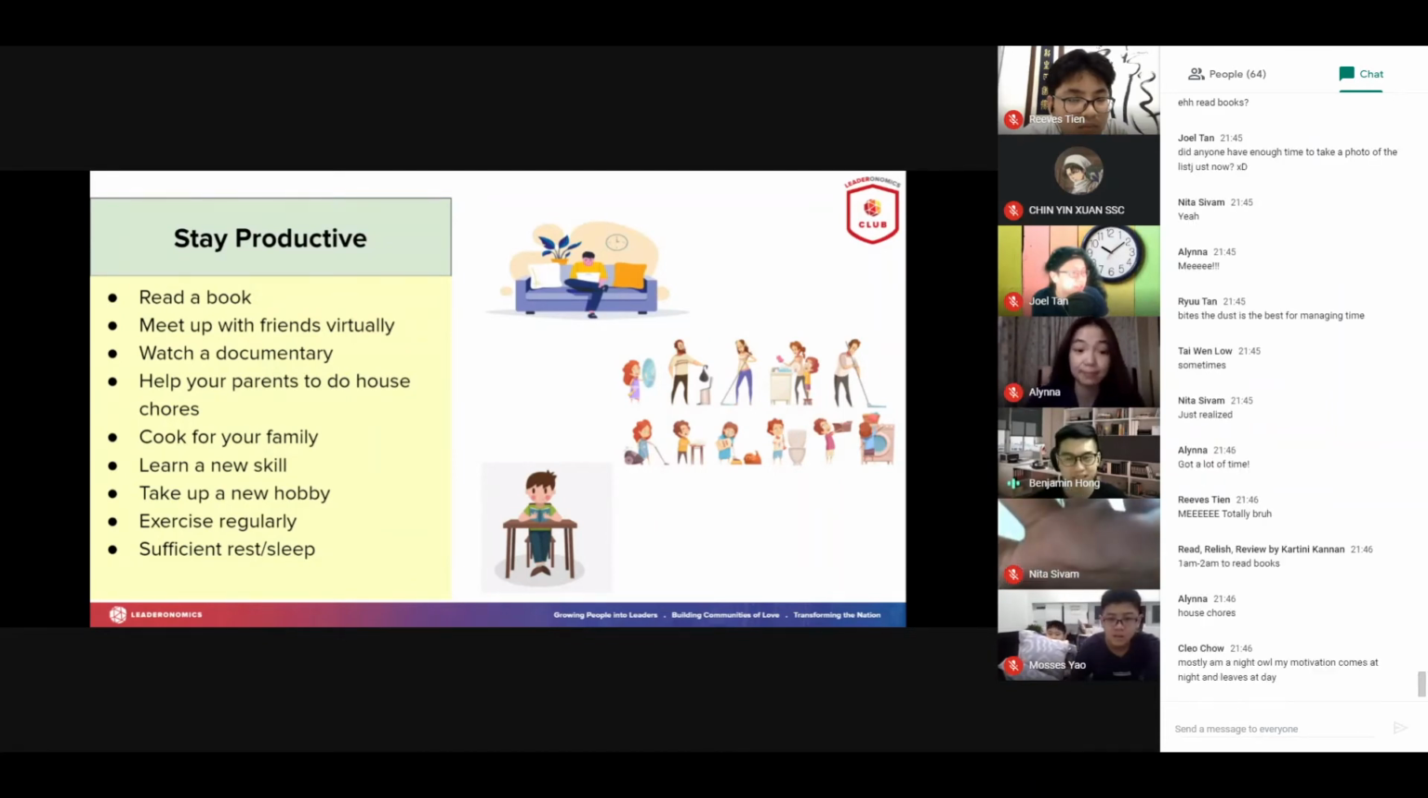Everyone become master chef. Yeah, master chefs. And then take up a new hobby. For example, exercise regularly, like what Alina said just now. And last one is sufficient rest.